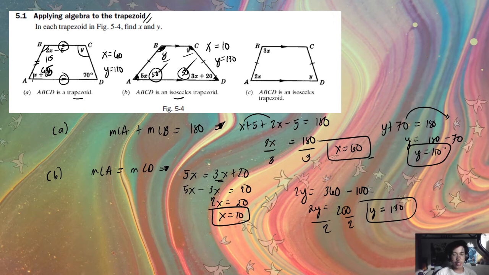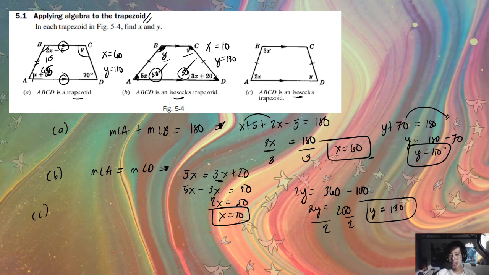Let's try letter C. Okay, for this set of problems, we have here a trapezoid again. This time it's also an isosceles trapezoid. So we can equate 2x to y, since they are the lower base angles and they are congruent to each other. But that wouldn't get you so far into solving any of the two variables x and y.